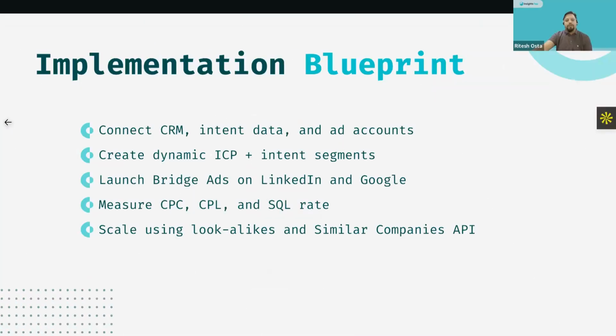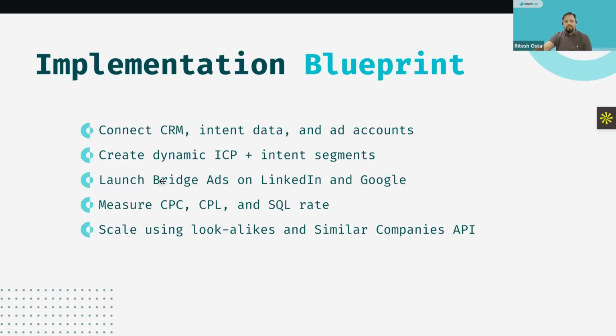This is the blueprint for implementation. Connect the CRM, intent data, and ad account. This integration needs to be done. Create dynamic ICPs, dynamic lists in HubSpot and Salesforce with intent signals and enrichment. Launch bridge ads on LinkedIn and Google.